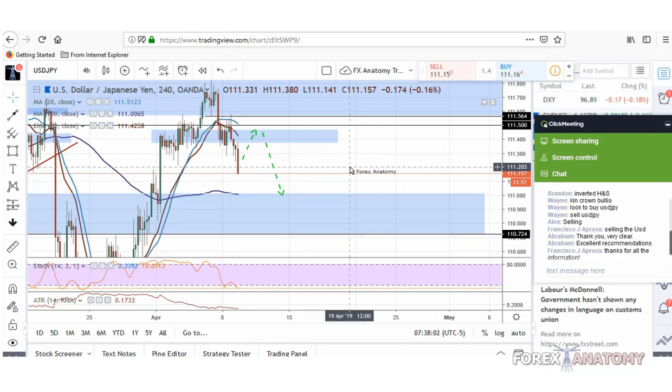Use some of these same price action concepts and principles on other currency pairs as well, and you should do fine.